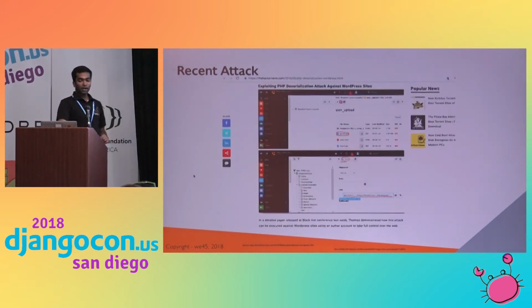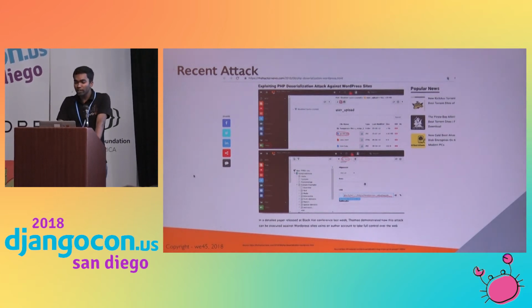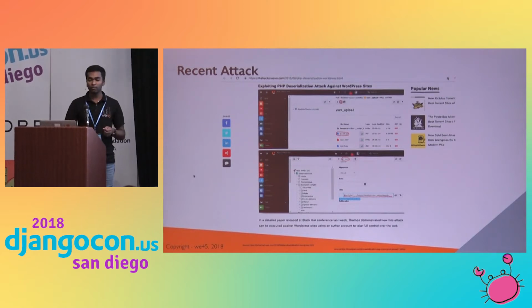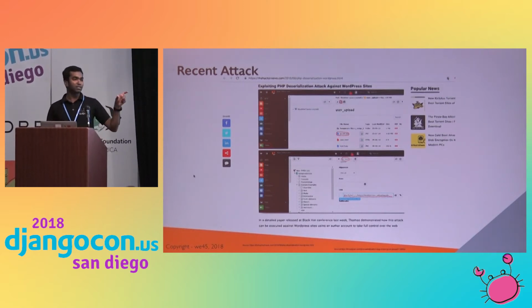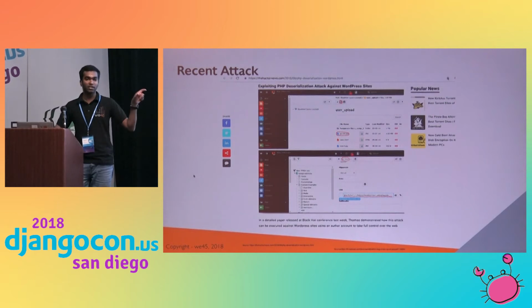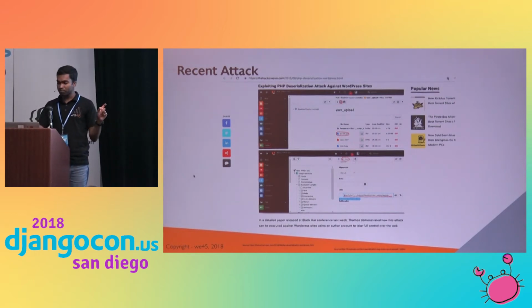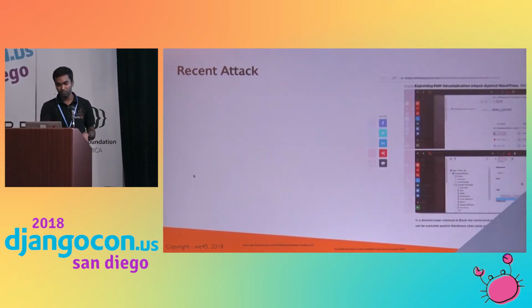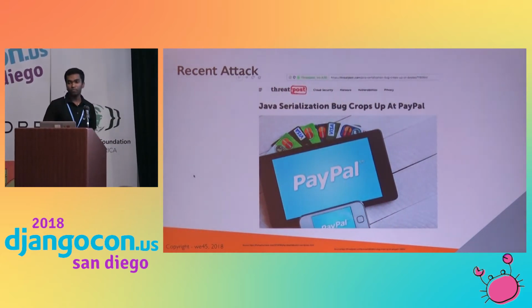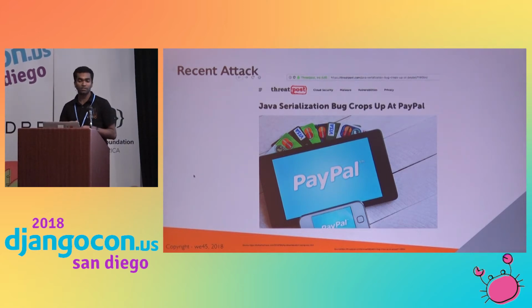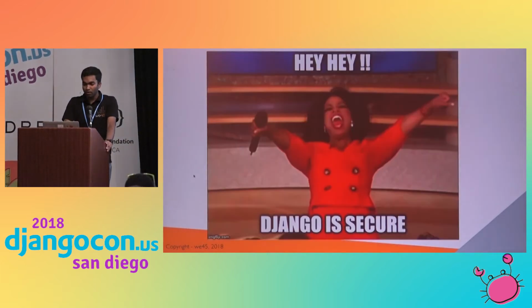There was a recent attack in WordPress. So many websites have been compromised because of some plugins. The WordPress plugin had this serialization flaw, and because of that, so many websites were compromised. Another one is PayPal. PayPal was using Java, and some of the Java serializers have these flaws. Because of that, PayPal also was hacked.